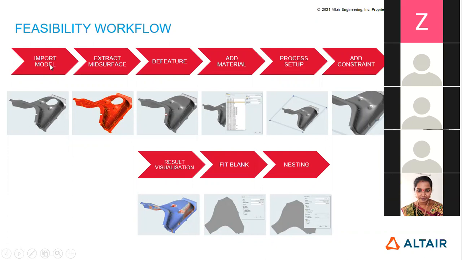So here I will show you a feasibility workflow, how we can simulate the feasibility analysis. First of all, import the model. If your model is a solid, meaning it has some thickness, then you can easily extract the mid surface. Defeature all the features, meaning if you have some holes, cutouts, and bends, then you can easily remove those with the help of just a single command.